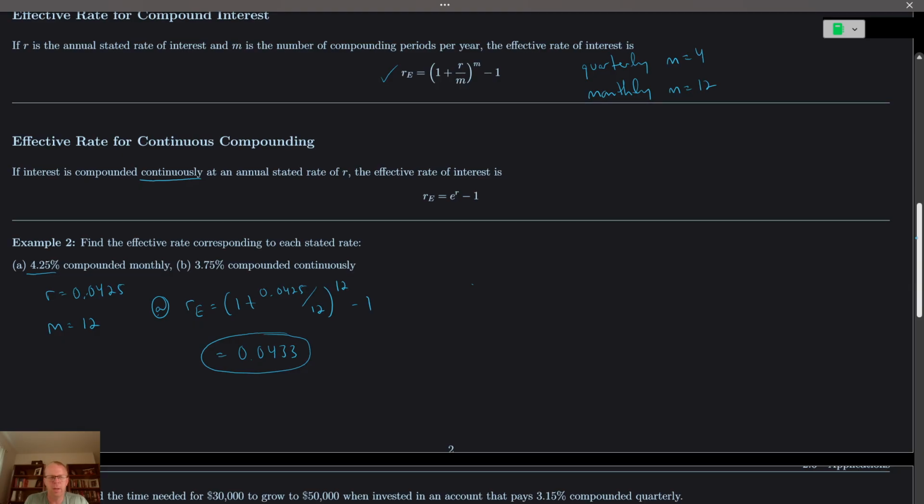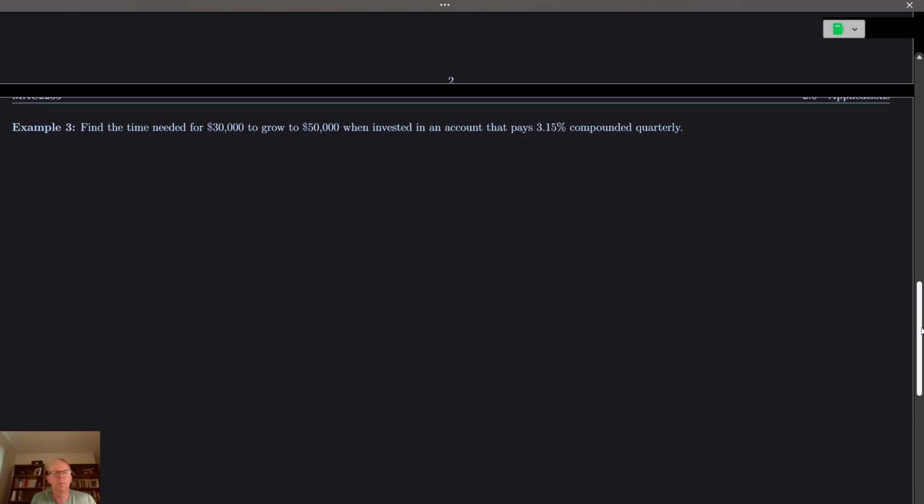The only way it'd be the same is if you're compounding annually, in which case there's no point in doing this problem. All right, compounded continuously, so we're going to be using this. So R sub E equals e to the 0.0375 minus 1. And again, you're going to want to make sure this minus 1 is not in the exponent. So depending on the calculator that you're using, just be careful with that. And again, we get something close to the rate that we're given, 0.0382 in this case. Okay, so no big deal on those. Those are just basically plugging the numbers into the formula and go.